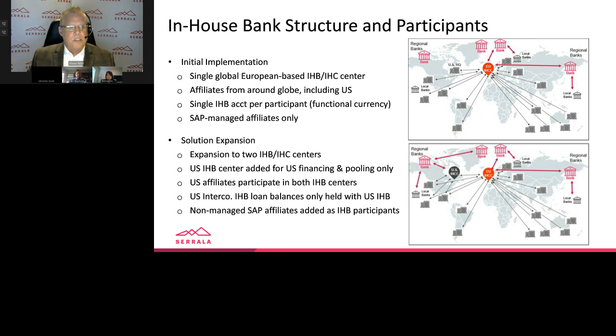And then finally, on the structure side, Microsoft initially was only incorporating entities that were managed on SAP. So they had a single global instance of SAP, and all the entities that participated in the in-house cash, SAP's in-house banking solution, had to be on SAP. Now, as they've continued to grow over the last 15, 20 years, and Jim said, acquiring new entities all the time, it was important for them to be able to scale and expand. And one of the great things about SAP's in-house banking solution is it is extremely scalable, and it doesn't require that the participants are managed on SAP.